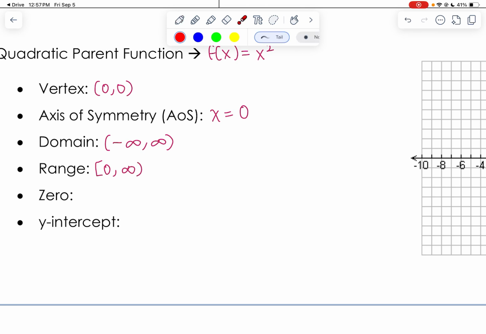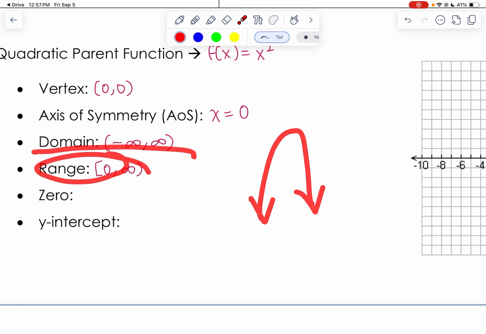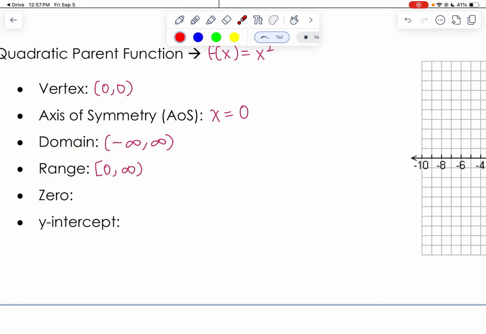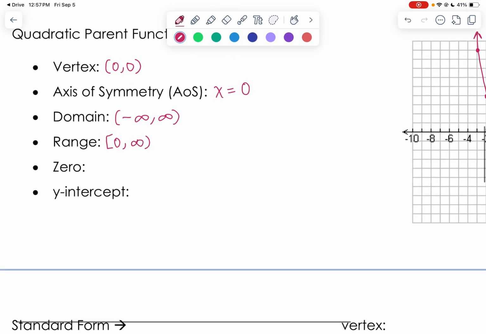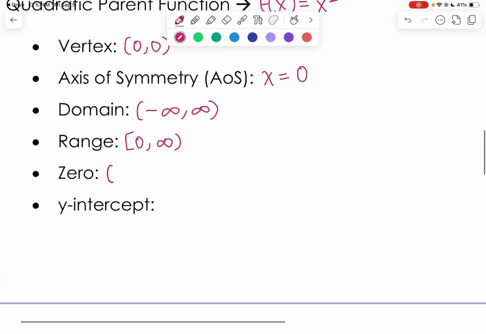Now, your domain's never going to change, but your range could change because what if your parabola is going down? And that's what we're going to get into today, okay? Remember that 0 just means x-intercept. So that would be (0, 0). And my y-intercept is also going to be at (0, 0).